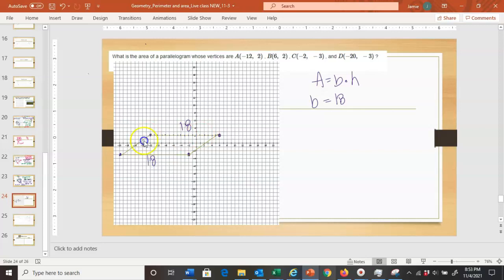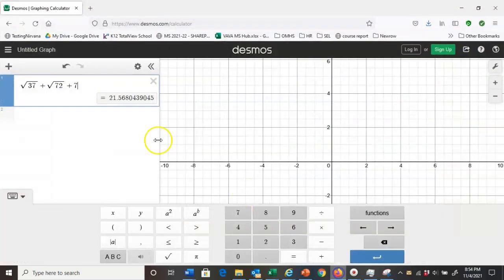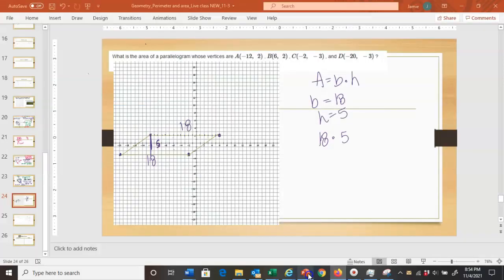Oh, wow, look at this, you guys. We can just drop the height down. Of course, see, there's my straight line. And we can also get the units. 1, 2, 3, 4. Is that 5? Yep, 5. All right, we can just multiply. 18 times 5. 90. Okay, 90. 90 units squared. Oh my goodness.